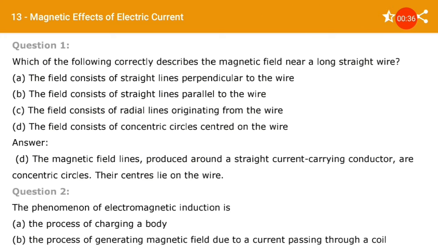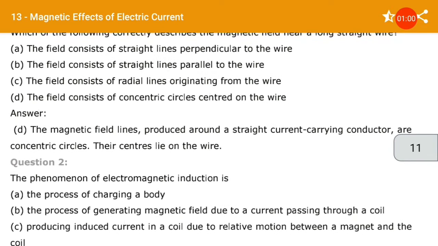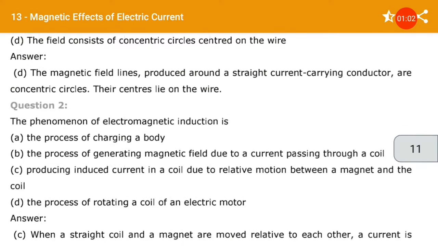Now these are the NCERT question answers. Which of the following correctly describes the magnetic field near a long straight wire? So here the answer is D. The magnetic field lines produced around a straight current carrying conductor are concentric circles. Their center lies on the wire. So the answer is D. Next question.